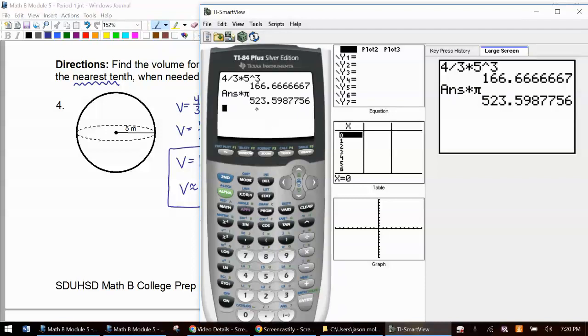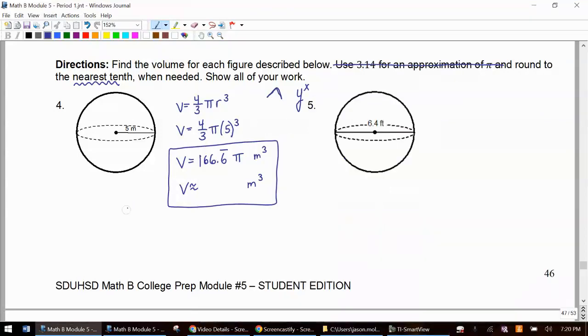So rounding to the nearest tenth, we got 523 point, and the 5 looks at the 9, and it's going to go up. So 523.6 meters cubed. All right, number 5, we'll maybe try the other formula.